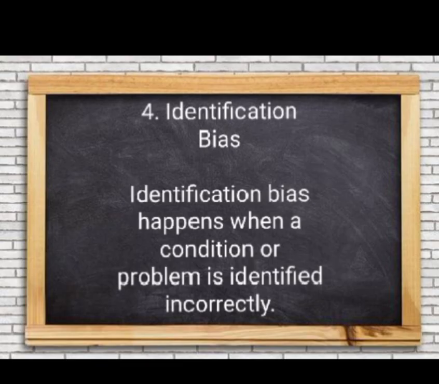Identification bias happens when a condition or problem is identified incorrectly. Let's take an example. A doctor diagnoses depression without proper assessment. So, incorrect identification affects study findings.